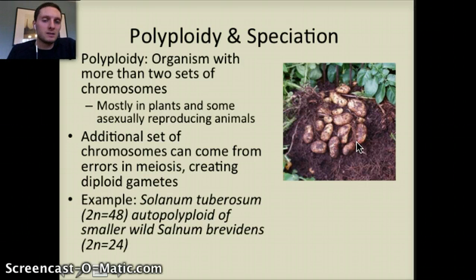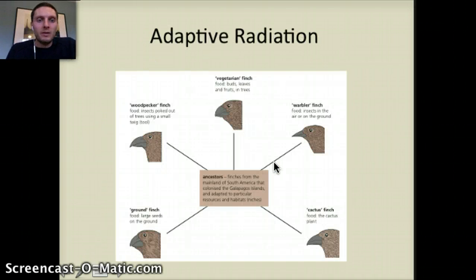An example is a type of potato. It has double the amount of chromosomes as the normal variation between these two different types of potato species. One of the last topics that we want to look at is something called adaptive radiation.